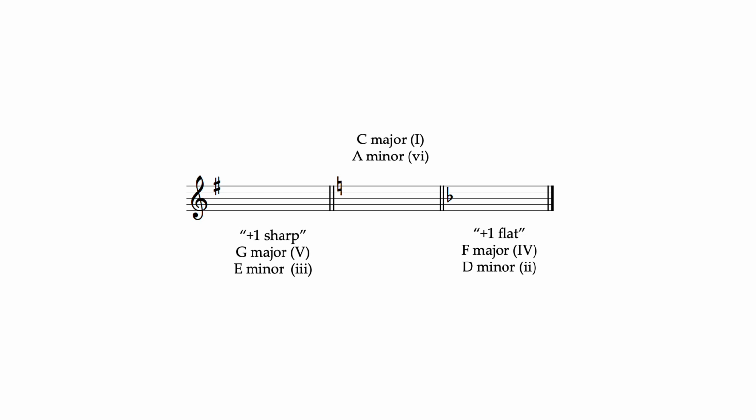If we go the other direction, from C major / A minor to something like 1 flat, well, we can see that F major and C major have a lot in common. F major and A minor have a lot in common. So essentially, this context of adding one sharp or adding one flat is what gives us our closely related keys.